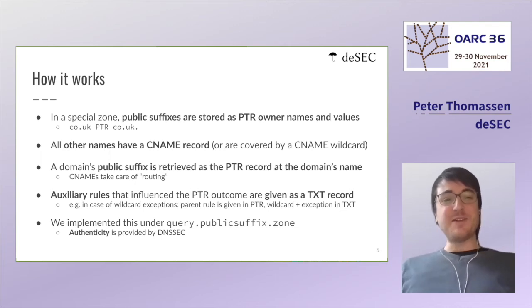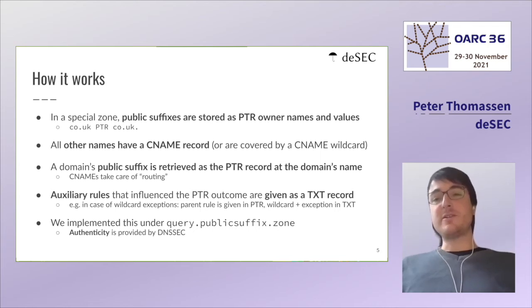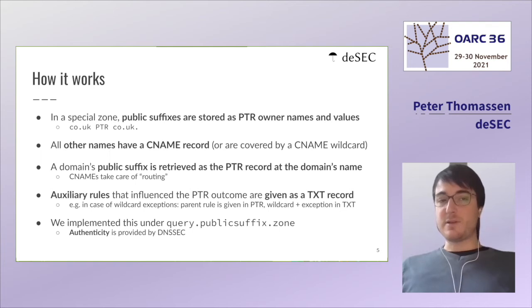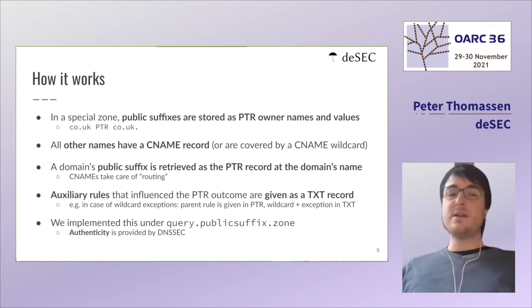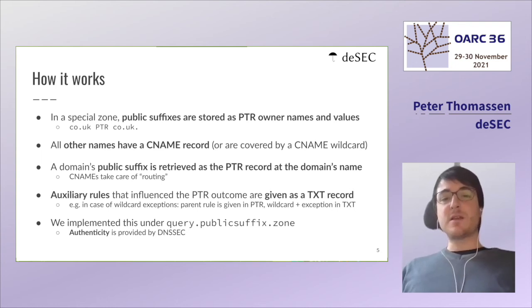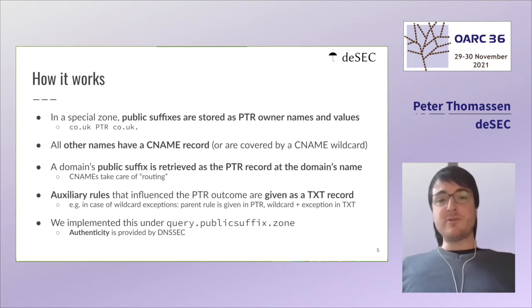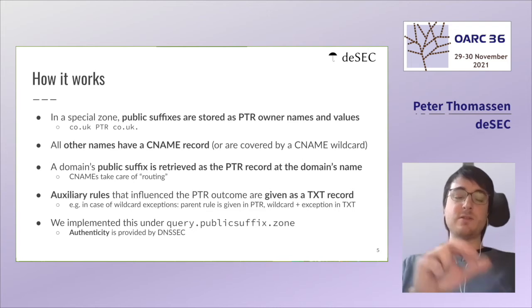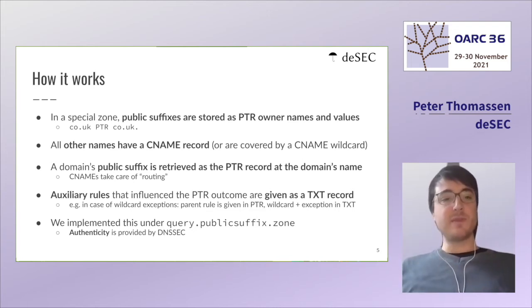That in itself is not very informative, but on other names that you could think of, we configured such that they have a CNAME record or are covered by a wildcard CNAME record. That means anytime you query something else, for example example.co.uk dot the lookup zone, the CNAMEs would take care of the routing and you would still end up at this PTR record I just mentioned. So you can very easily retrieve any domain's public suffix by prefixing that domain to the lookup zone and then querying the PTR record.